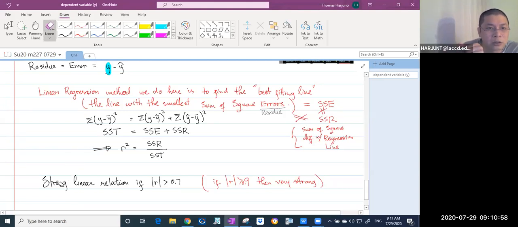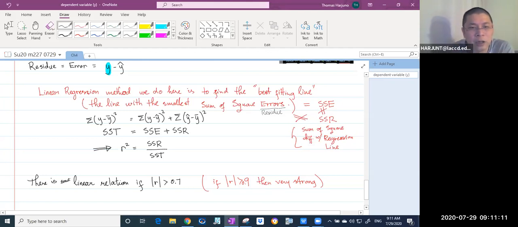Let me delete the word strong here. There is some linear relation, so not strong, if the magnitude of R is greater than 0.7. If it is greater than 0.9, we call that very strong. Hold on, I think we call that strong, not very strong, for 0.9. Put a question mark here. I wonder if we use the word very here. I think 0.95 is when you call it very strong. 0.99, well, we'll see that later.